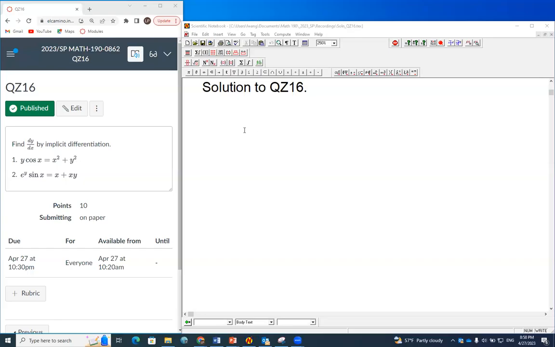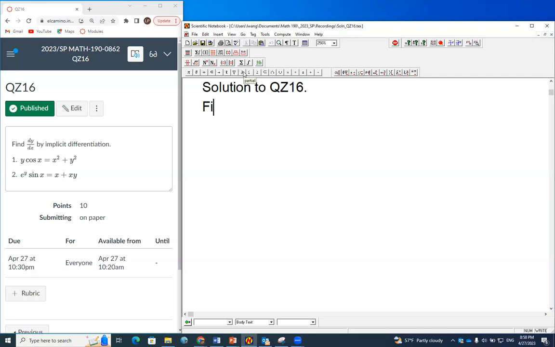All right, let's go over quiz number 16. In quiz number 16, we're going to apply implicit differentiation. Of course, essentially, we are applying chain rule. And there are two questions on this quiz. The first one is an implicit equation, and the second one is also an implicit equation. So we're going to find the dy dx.